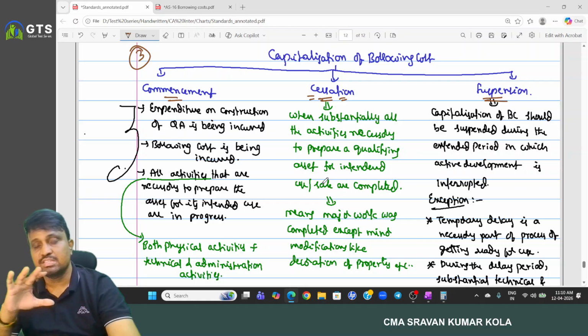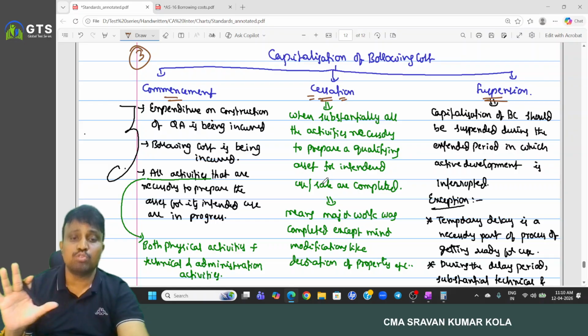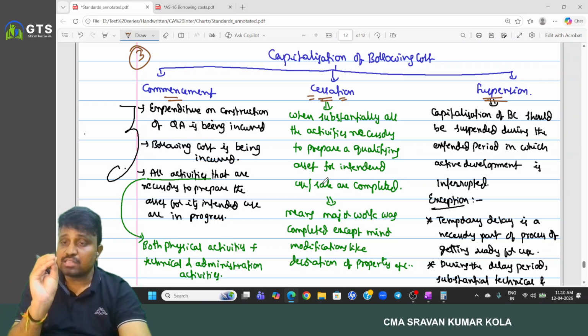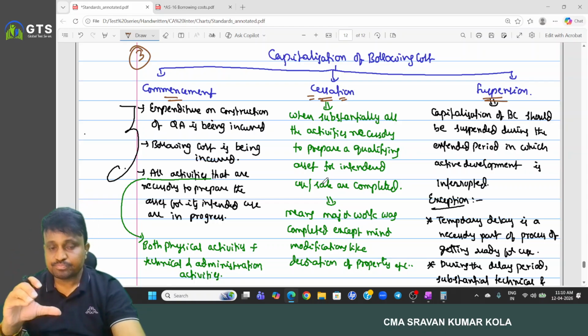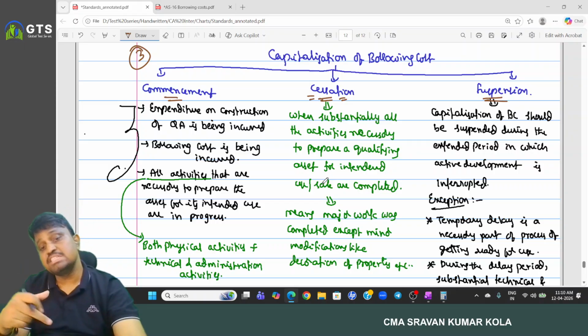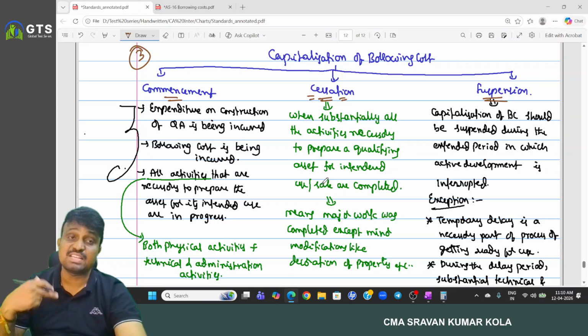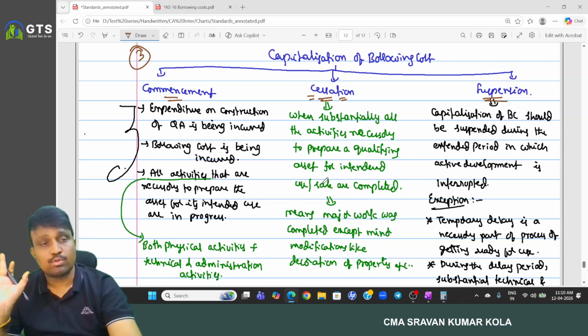For example, we constructed the total building, and only some part of the decoration or the painting work is pending, and we can use it. The major part is over, and irrespective of the few parts, if the major work has been completed, except the minor modifications or minor works, that is also treated as what? Substantially all activities are completed, and we can stop the capitalization of the borrowing cost.